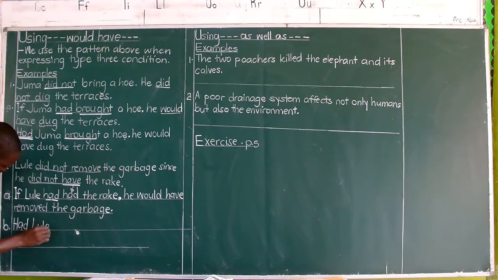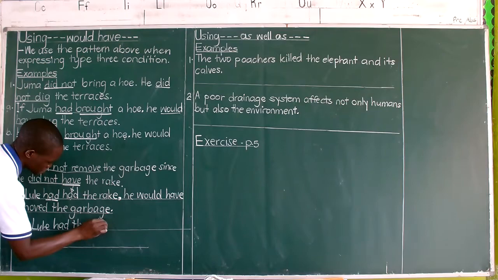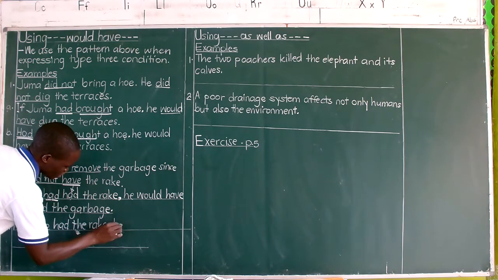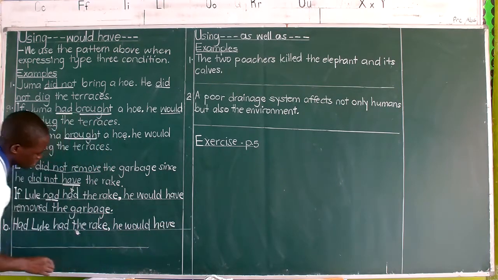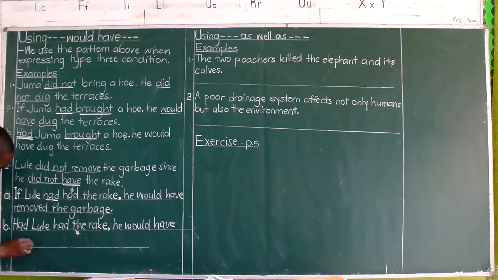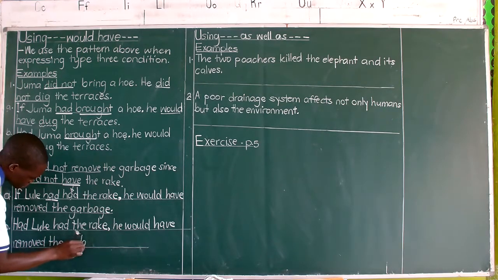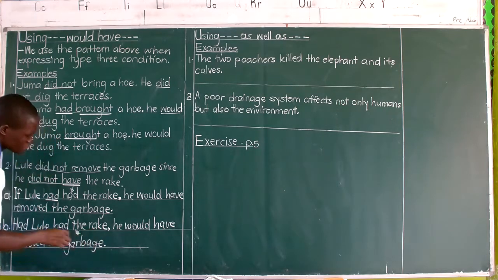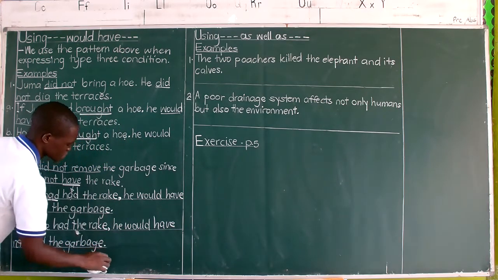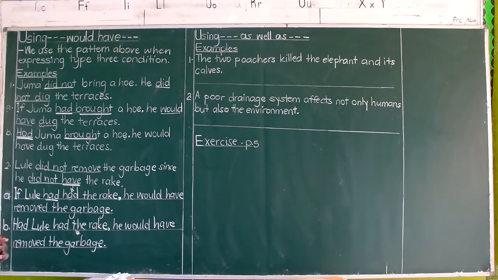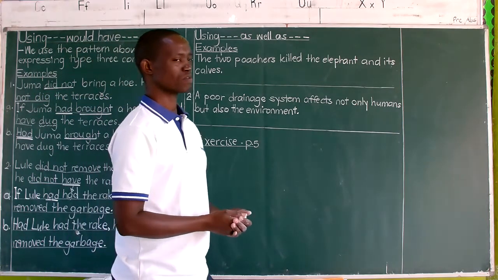Had Lule had the rake, comma, he would have removed the garbage. Meaning, he did not have the rake, therefore, he did not remove the garbage. So that's our answer. That's how you're supposed to approach those questions in F3. I have to repeat this because people normally forget.